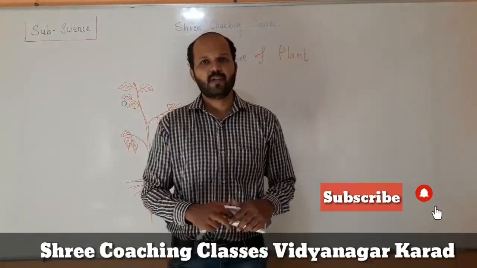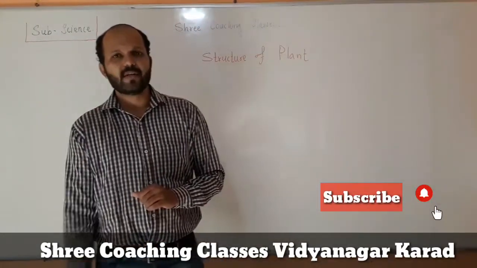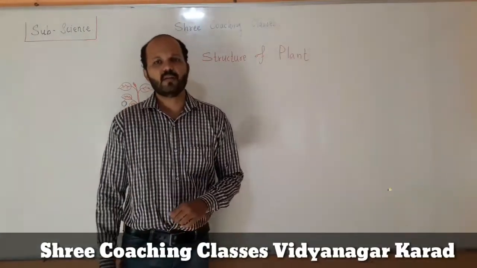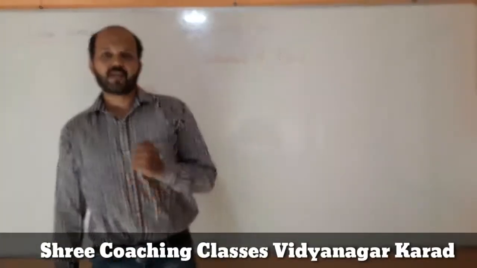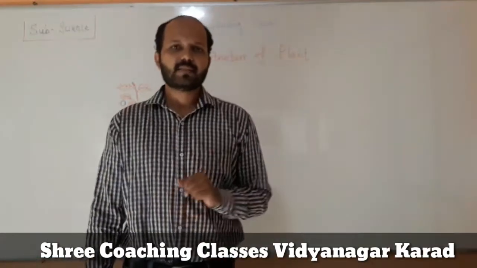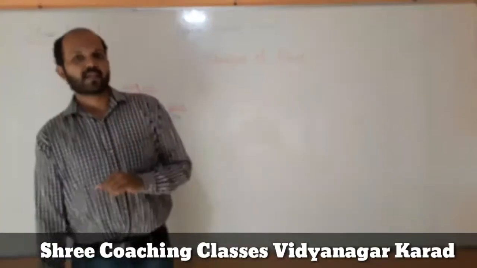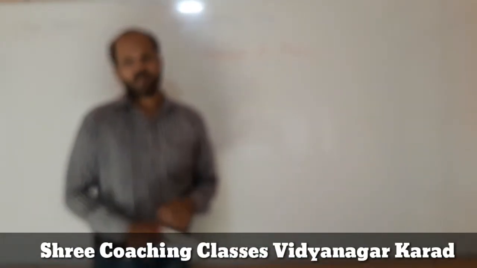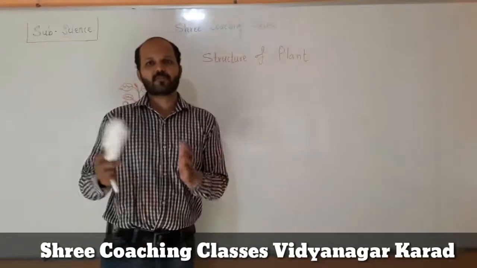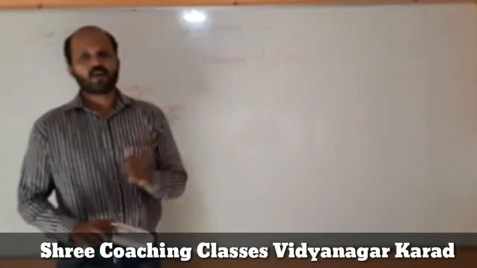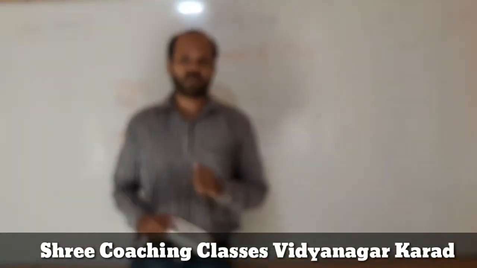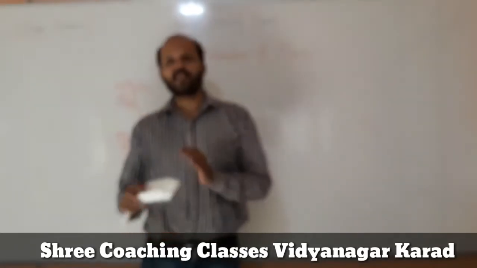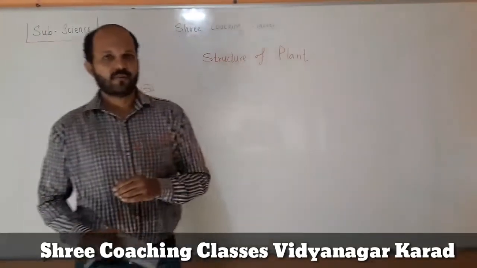Today we are going to learn one new topic. Our topic name is structure of plant. In this topic we are going to see different parts of plant. Plants are categorized into two groups, flowering plants and non-flowering plants. Flowering plants means the plants which contain flowers, and non-flowering plants means plants which do not contain flowers. So in this topic we will see the structure of flowering plants.